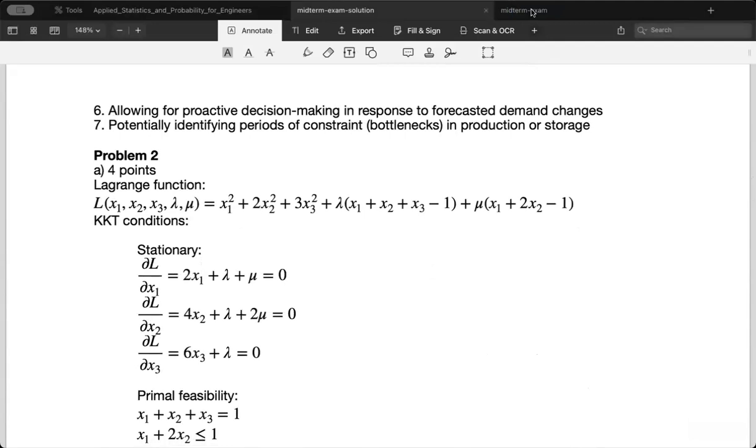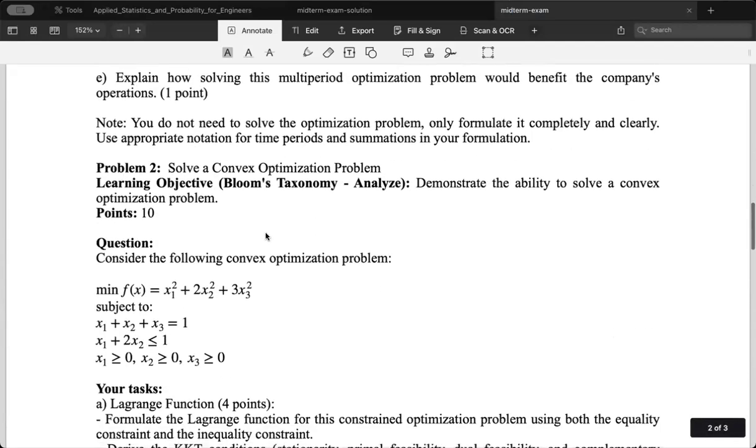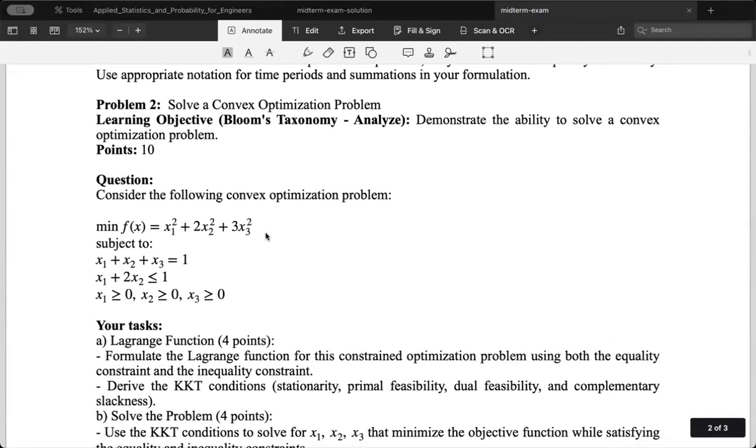Any questions? No. No, then we move to question number 2. Well, the objective for this problem is you must demonstrate the ability to solve a convex optimization problem. I expect that you can demonstrate that. And for the Bloom taxonomy for this problem, it's analyze.